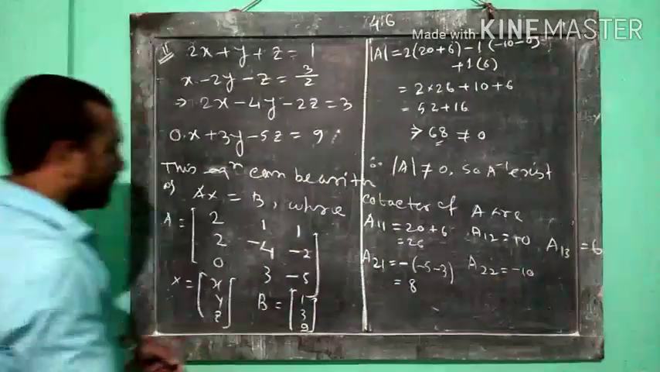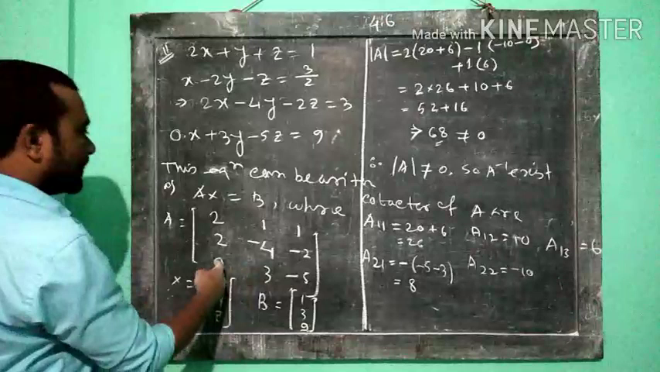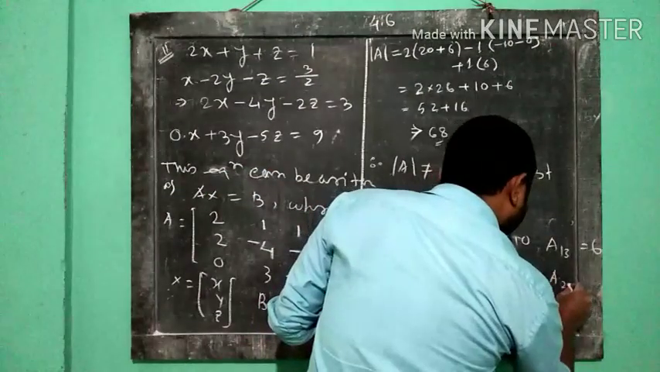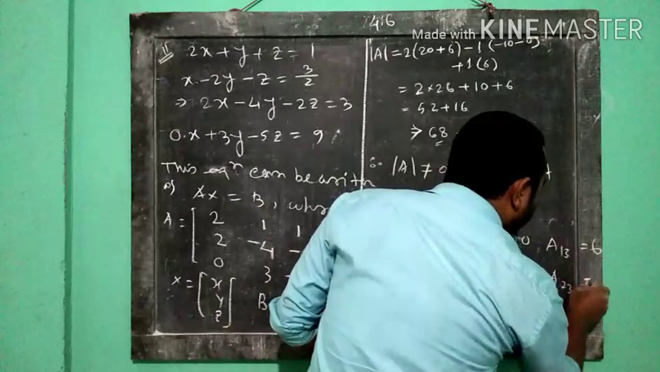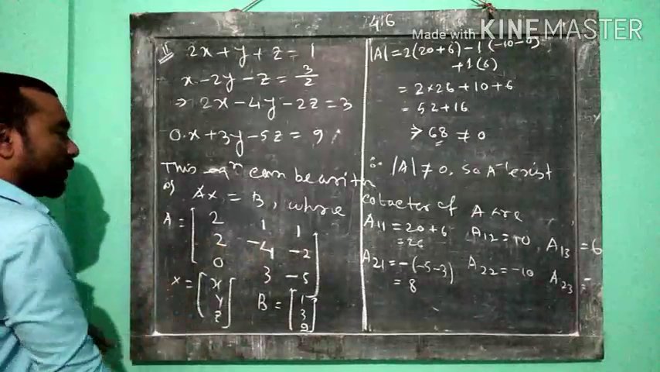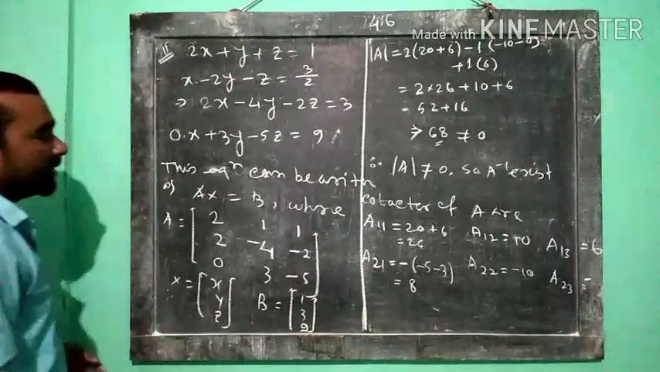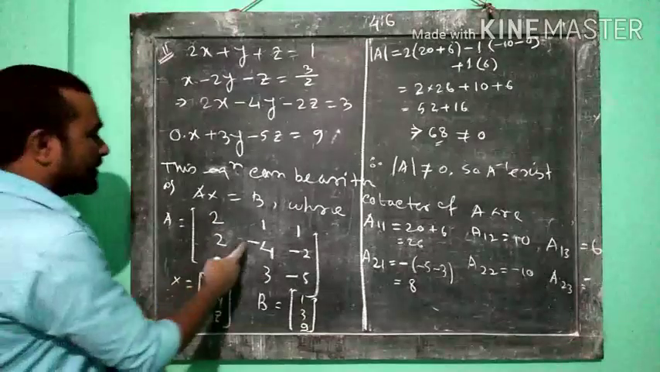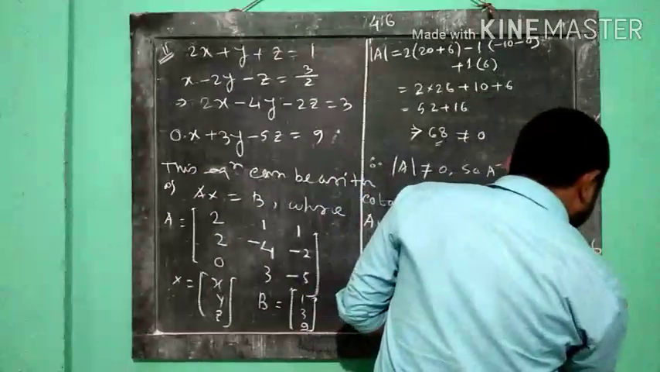Minus 10. Okay. 2 into minus 5 is minus 10. Then this is 0. So lastly, a23 sign should be negative here. Okay. Minus, give here minus. Then cancelling by this row and this column, then what we get? 2 1 0 3. Then what we get? 6 minus 0. So this is minus 6.